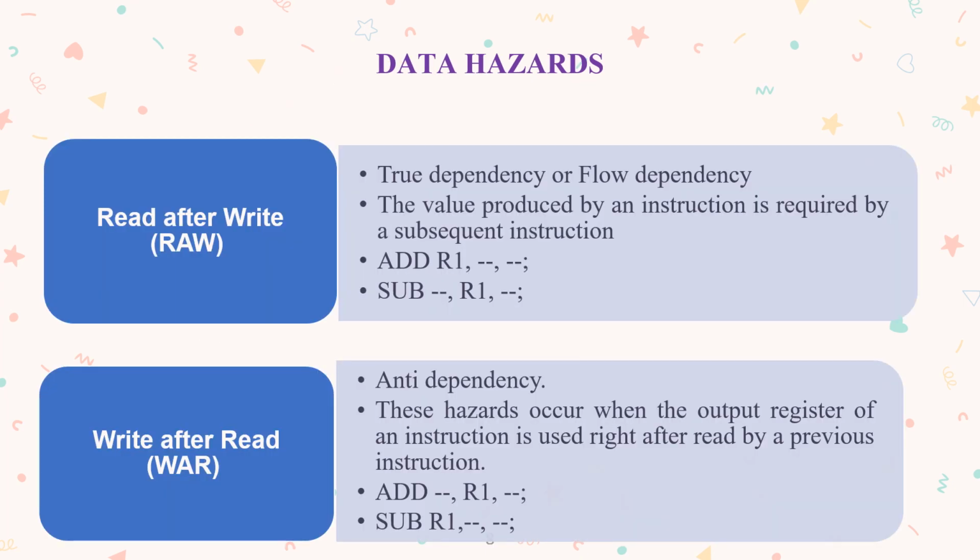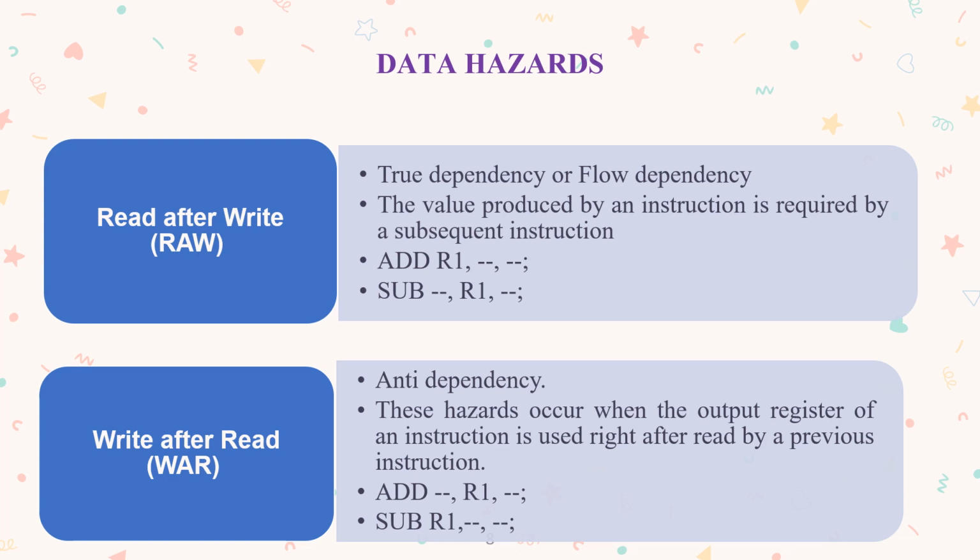Read after write data hazards, which are also called true dependency or flow dependency. The value produced by an instruction is used by the subsequent instruction. For example, add R1, then subtract a new value from R1. Otherwise we can say instruction 2 will read the old value instead of the new value.